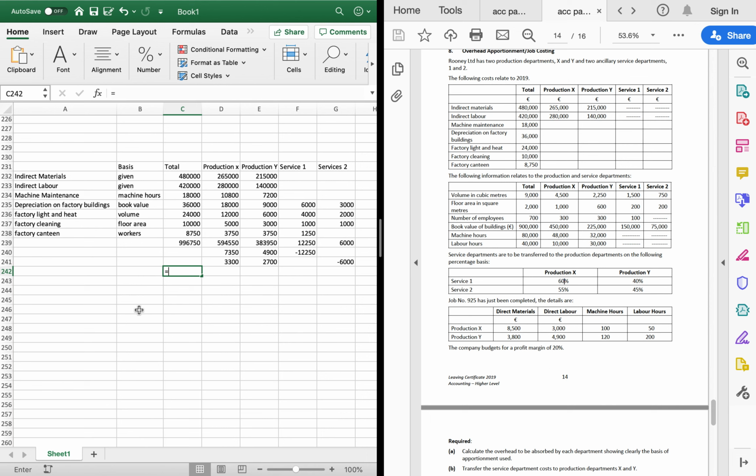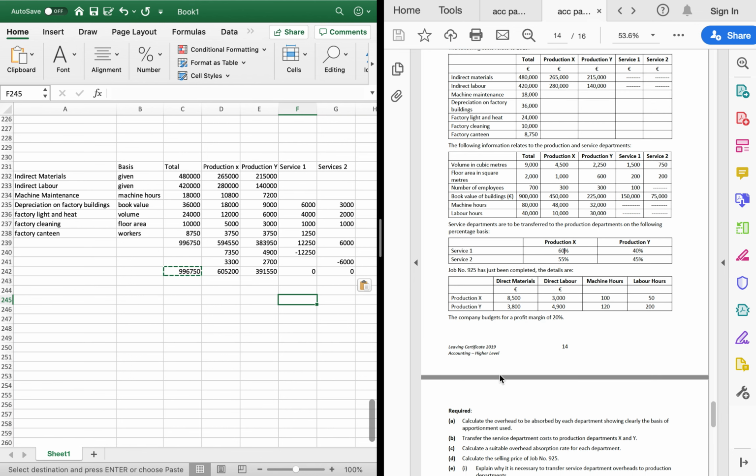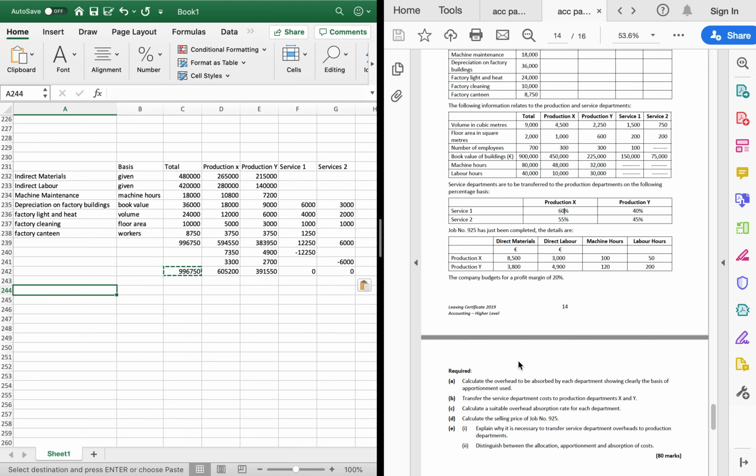So now then, when we total them up, obviously it's still 996,750, and then the rest of these, this goes up to 605,200, 391,550. These go to 0. Okay, that's the transfer of your services department 1 and 2 over to production department X and Y. All right, so then it tells us to calculate a suitable absorption rate. So you either absorb per labor hour or by machine hour. That's the rules when it comes to this sort of stuff. Basically, one will always be by machine hour and one by labor hour.